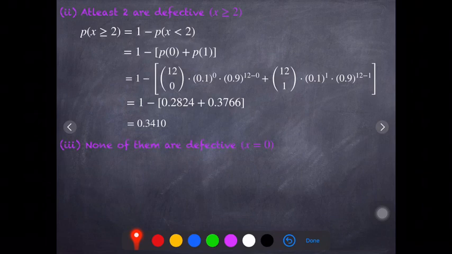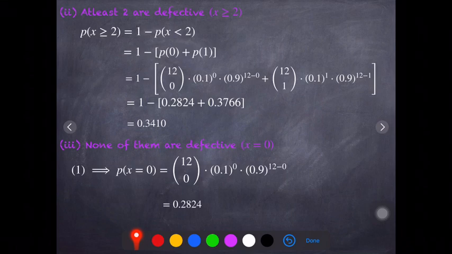None of them are defective means x is equal to 0. Again substitute in equation number 1 and simplify, we will get 0.2824.